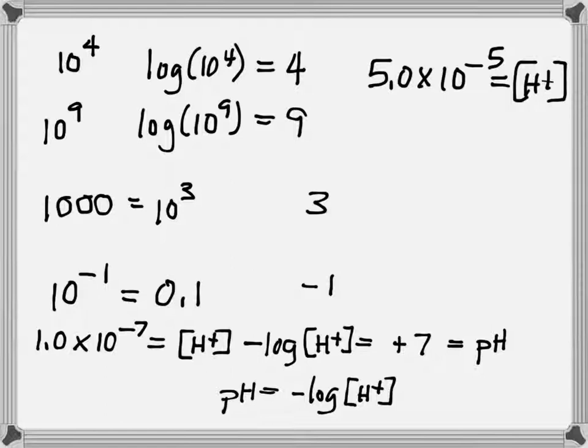But the way you would do this is you just use your calculator. Some calculators, like mine, you put the number in first, and then you press the log button. Other calculators want you to press the log button first, and then put in the number. So I put in 5 times 10 to the minus 5, and then I press the log button, and it tells me minus 4.30. I want to make that a positive number because pH is the negative log. We change the sign, and so the pH for this one is going to be 4.30.